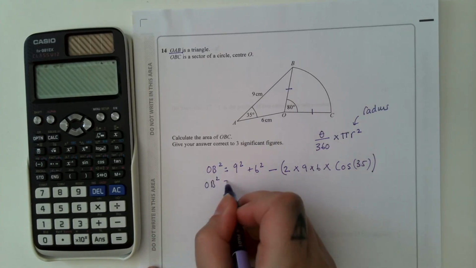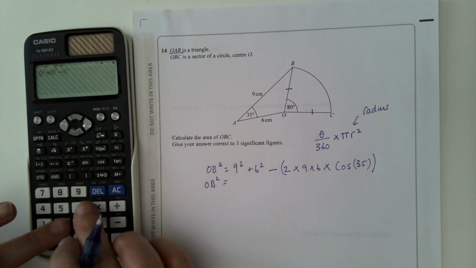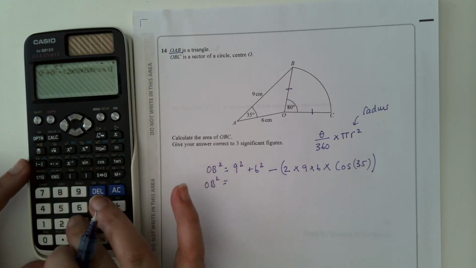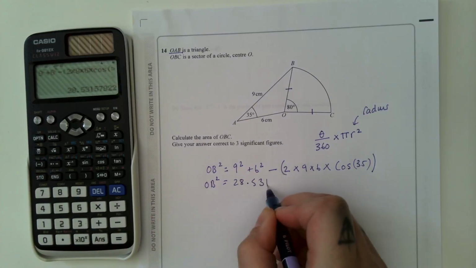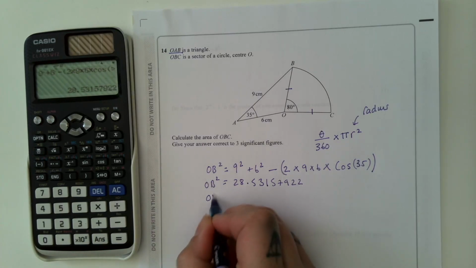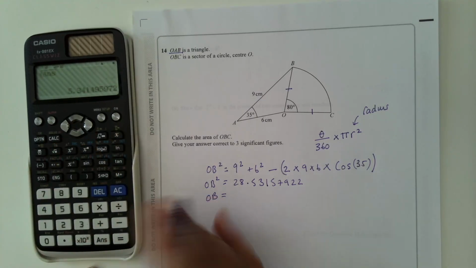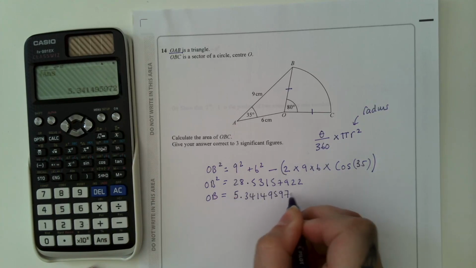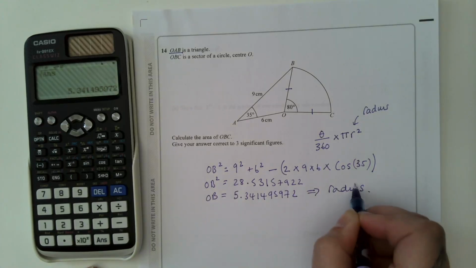So OB squared is equal to 9 squared plus 6 squared subtract 2 times 9 times 6 times cos 35, which is 28.53157922. This is OB squared. We just want OB, so we're going to square root that, which gives us 5.341495972. So this is the radius of that sector.